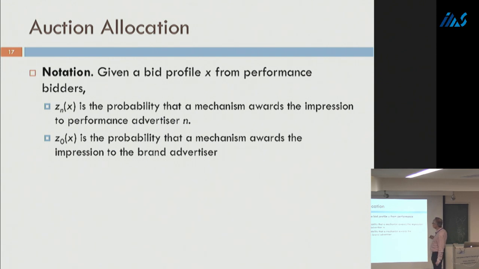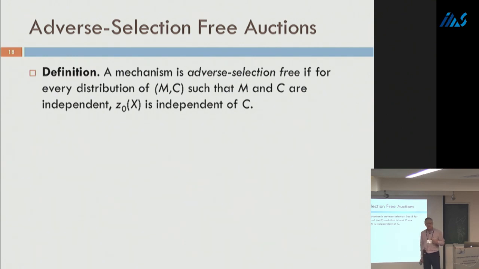Given a bid profile X for the performance bidders, let Zn of X be the probability that the mechanism awards the impression to performance advertiser n, and Z0 of X the probability that the mechanism awards it to the brand advertiser. A mechanism is adverse selection free, so this is what we're going for, if for every distribution of M and C such that M and C are independent, in other words, for every joint distribution of match values and for every distribution of the consumer quality C, the probability that I assign the item to the brand advertiser as a function of the bids is statistically independent of the consumer quality. There is absolutely no dependence from the brand advertiser's point of view; as far as he's concerned, he's getting a random selection of the impressions.